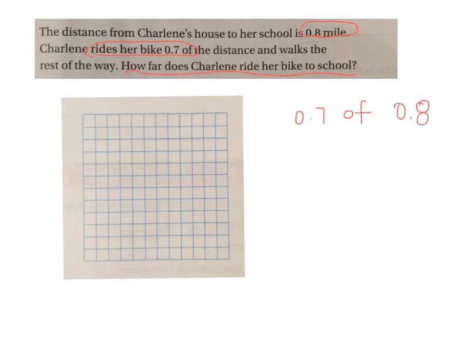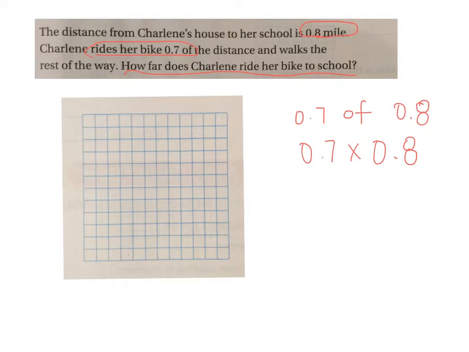What do we know about the word of when we're dealing with word problems? Adriana? All the time. Of means multiplication. So if I have 7/10 of 8/10, how can I rewrite that as a math sentence, as a number sentence? Karan? I'm finding 7/10 times 8/10.